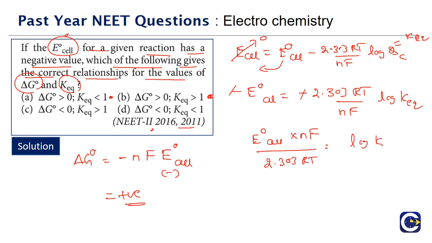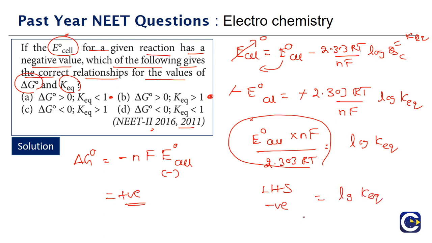So remaining is only what? On the RHS we have just log of equilibrium constant. If you look at this, n is a number, n may be 1 or 2, F is the Faraday constant, it will be positive, R is the gas constant which will be positive, T is the absolute temperature, that also will be positive. The only thing that will be negative here is the E naught cell, means the overall LHS part is what? Negative. So log of equilibrium constant is negative.